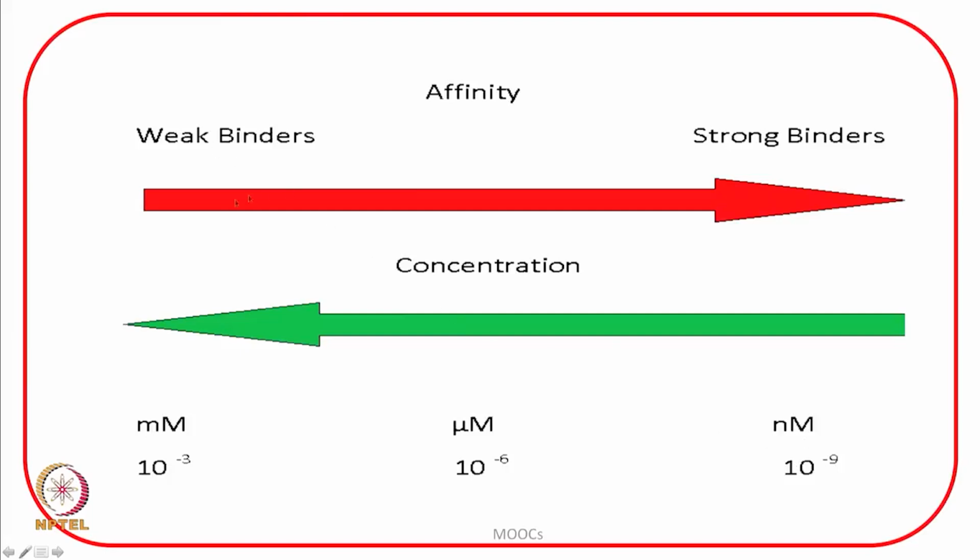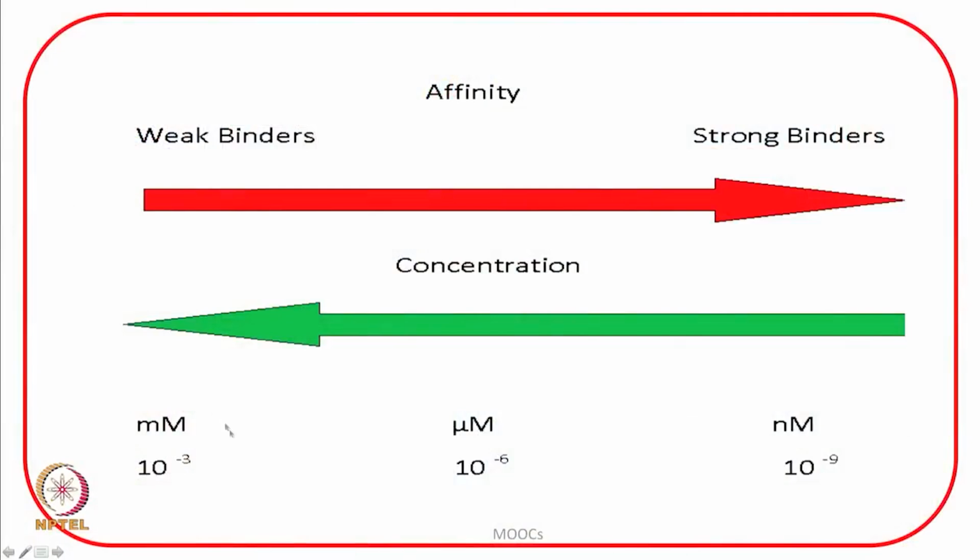That is, weak binders, if I say the binding constant of the order of 10 raised to the power 2 or 10 raised to the power 3, and strong binders means binding is 10 raised to the power 8, 10 raised to the power 9. So, if the binding is weak, we will require millimolar quantities of the protein, intermediate micromolar quantities of the protein, and very strong binders we may require only nanomolar quantities of the protein.